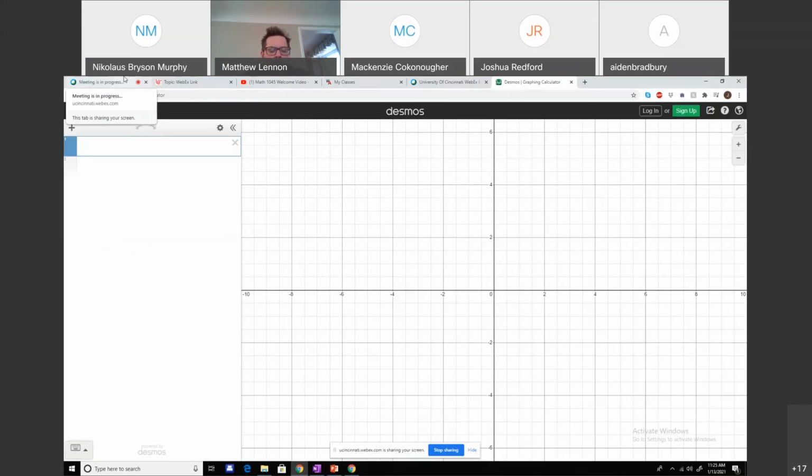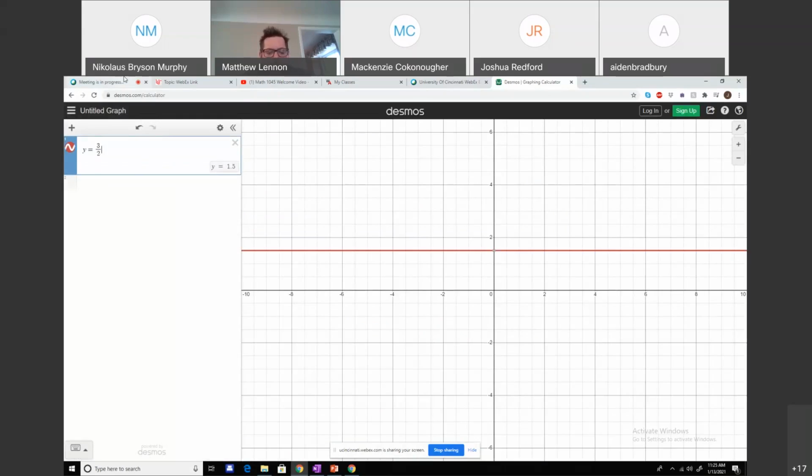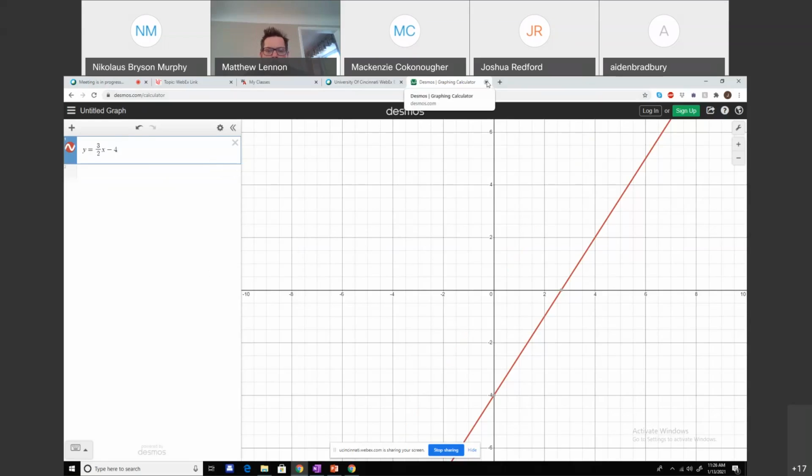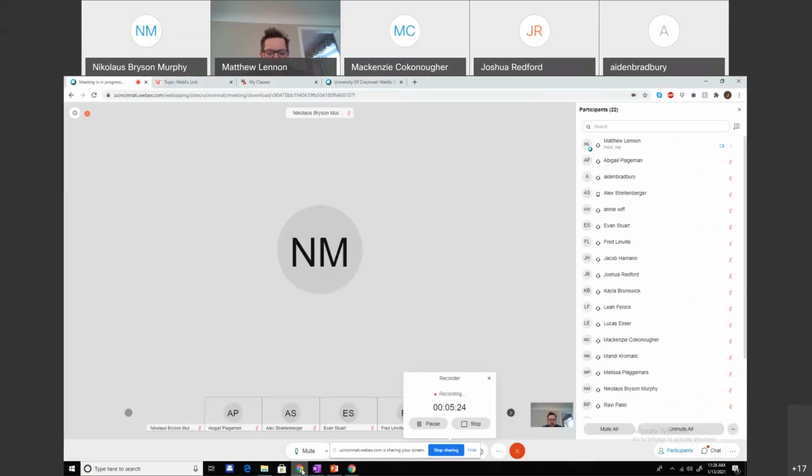So we could type in what we just had, y equals 3/2 x minus 4. And we get exactly the graph we saw. And it's much, much prettier. So you might want to keep that website in mind moving forward. If you ever need to graph anything fancier, there's lots of cool things you can graph. All right, so that is graphing from the formula.